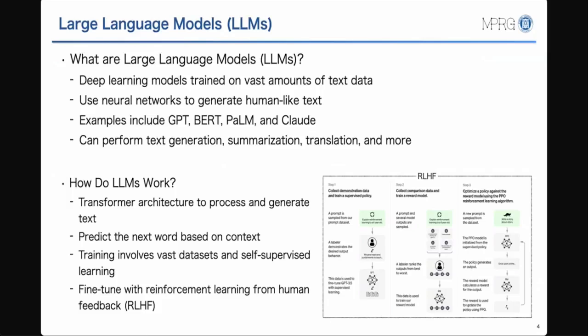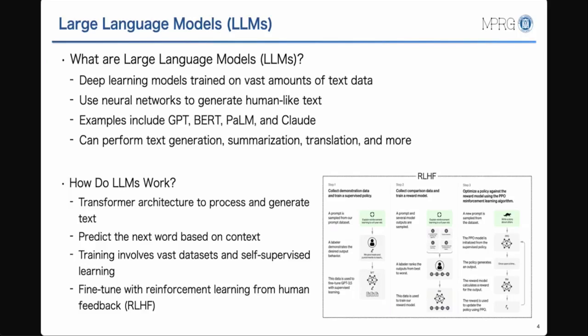Large language models have become incredibly popular. But what exactly is a large language model? A large language model is a deep learning model trained on a massive amount of text data, and it uses a neural network to generate human-like text. For example, GPT, BART, PaLM, and Claude. LLMs can perform text generation, summarization, translation, and more.